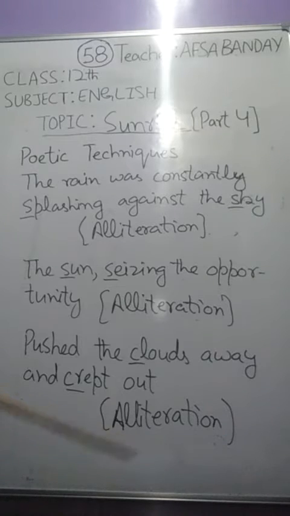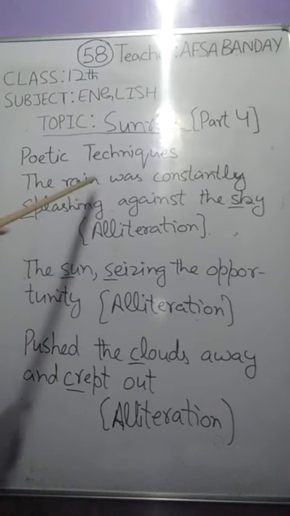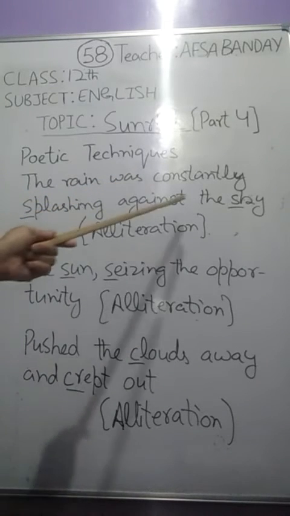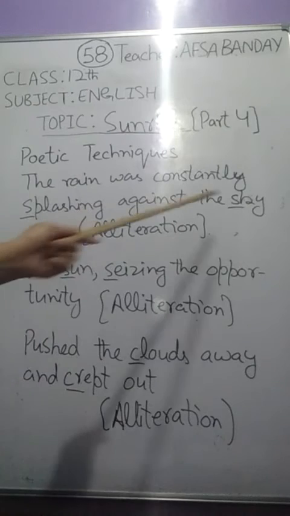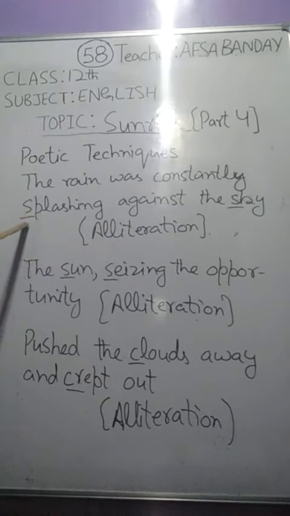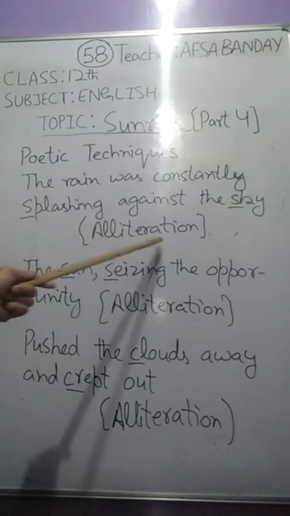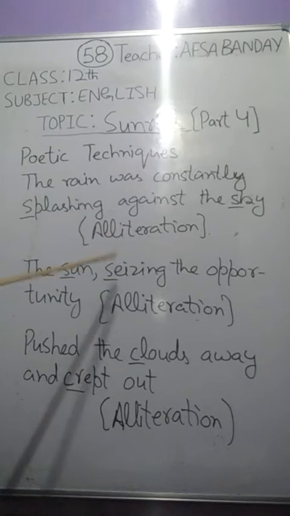Another poetic device that has been used by the poetess in this poem is alliteration. Like the sun was constantly splashing against the sky. So here splashing and sky, that initial consonant sound has been repeated. So it's an example of alliteration, and it adds music, as we know that alliteration adds music to the poem.